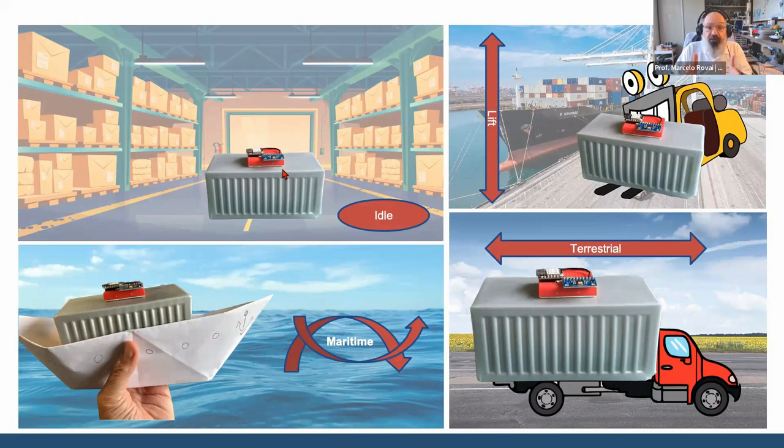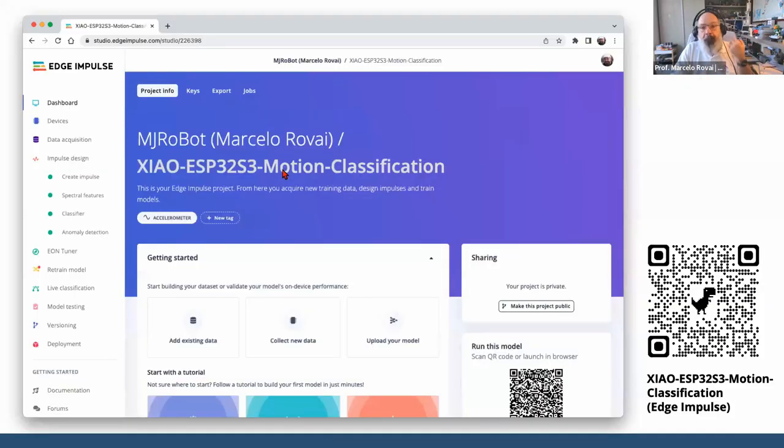But you can do this for real, for example, to study what's going on with your machinery. You can put the device over a platform and see the vibration of the machine. The philosophy, or the idea, is exactly the same, okay? So you create your projects. In my case here, you can find the project that I created for the XIAO ESP32S3 motion classification, okay?